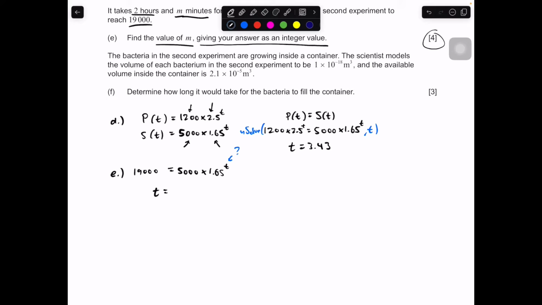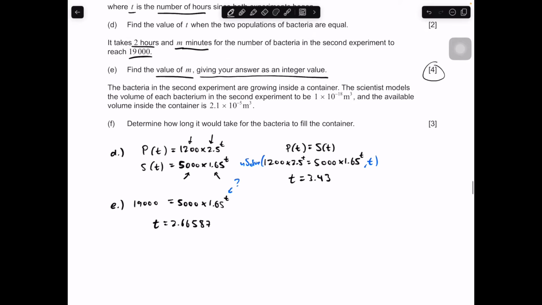t is equal to 2.66587. So it takes 2 hours and m minutes, some number of minutes. So this 2 right here corresponds to the 2 hours. So we have 2 hours right here, plus 0.66587 hours. Essentially, we can write it like that. And the question is, okay, how long is this in minutes?